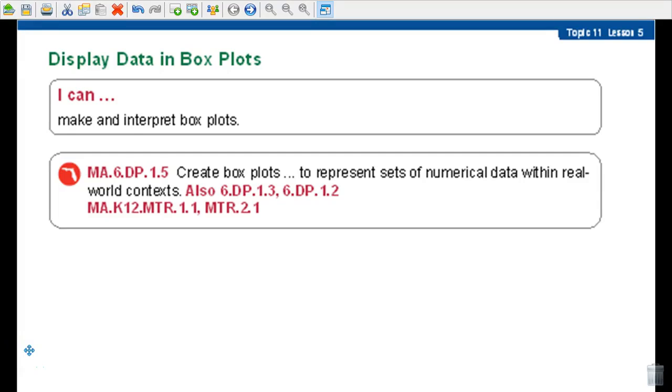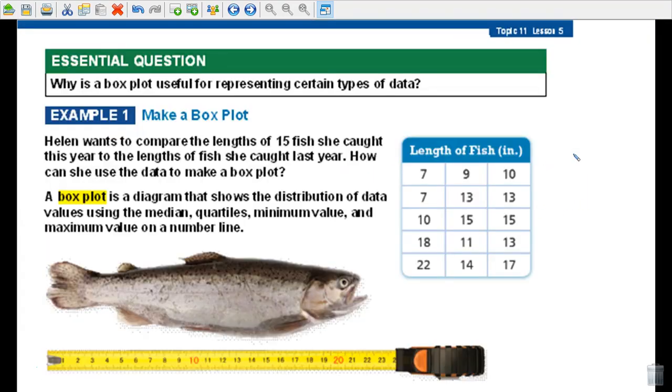We've got topic 11, lesson 5 in the 6th grade status book, and it is display data in box plots. I can make and interpret box plots. The standard is MA.6.DP.1.1.5. Create box plots to represent sets of numerical data within real world contexts. All right, let's get started.